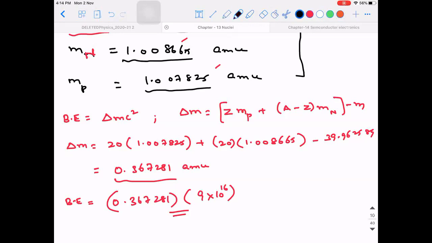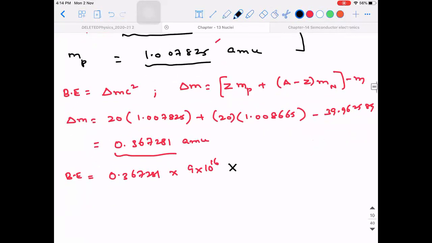But this is wrong, because you need to multiply with 9 into 10 power 16 only when you have measured the mass in kilograms. Here, what parameter have you measured the mass in? You have already measured it in AMU. I will write that wrong step so that when you refer to it, you will understand. Multiplying by 9 into 10 power 16 is wrong. Don't make this mistake. So what are we supposed to do?